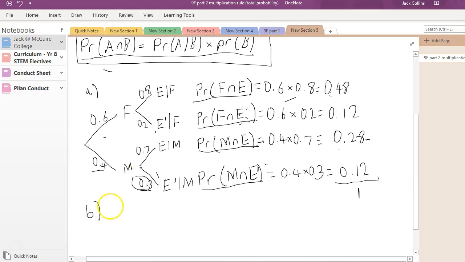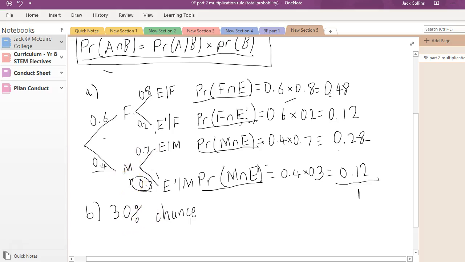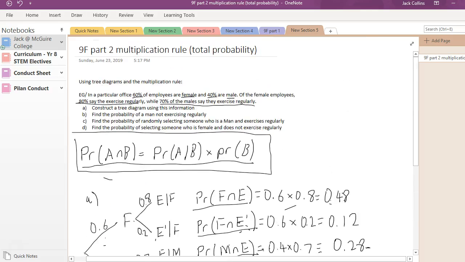They've got a 30% chance because it's not saying overall, or finding the probability of randomly selecting someone who is a man and doesn't like to exercise. You've already selected a man, so this is the given probability: not exercising given he's a man. So the wording of the question is important. Now the next one will show you the difference.